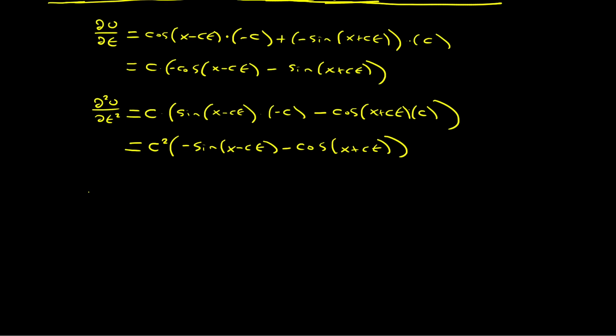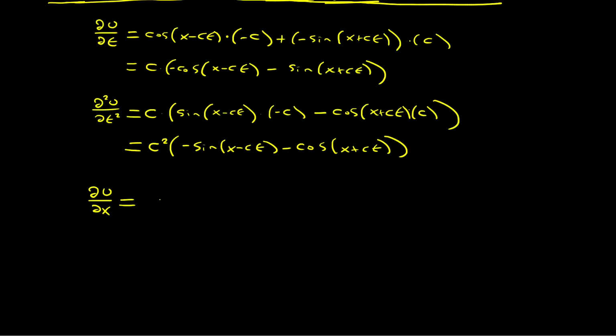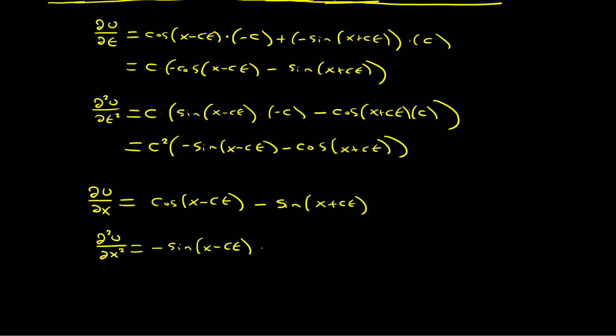And next, we've got to go through and do the spatial derivatives. So du dx: take the x partial derivative of this original function right here. We're going to get cosine of x minus ct times 1, and then minus sine of x plus ct times 1, chain rule. So the second partial derivative of u with respect to x is going to be negative sine of x minus ct minus cosine of x plus ct.